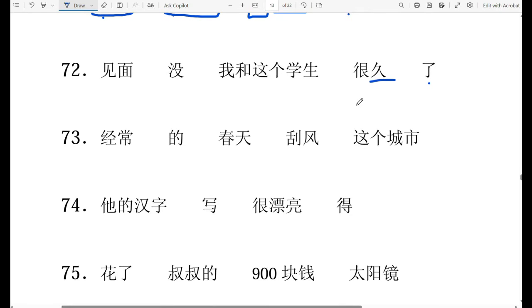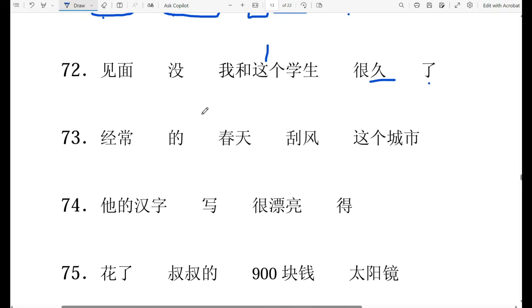了 can go after a verb to create the past tense, but also at the end of the sentence to indicate a change or a surprising statement. So knowing this, let's look for a subject first. The only item that in this case can have the function of a subject is 我和这个学生, because all the other components of the sentence are verbs or adverbs or adjectives such as 很久. So 我和这个学生 has to be the subject.